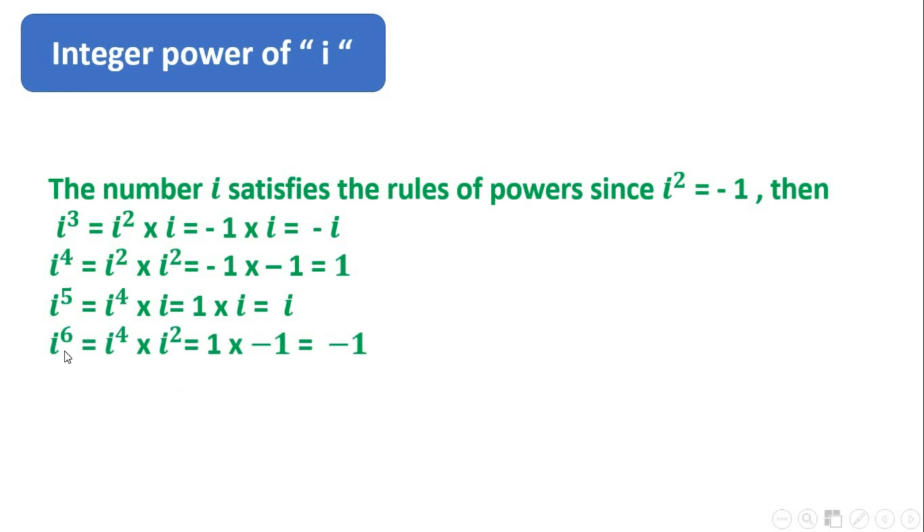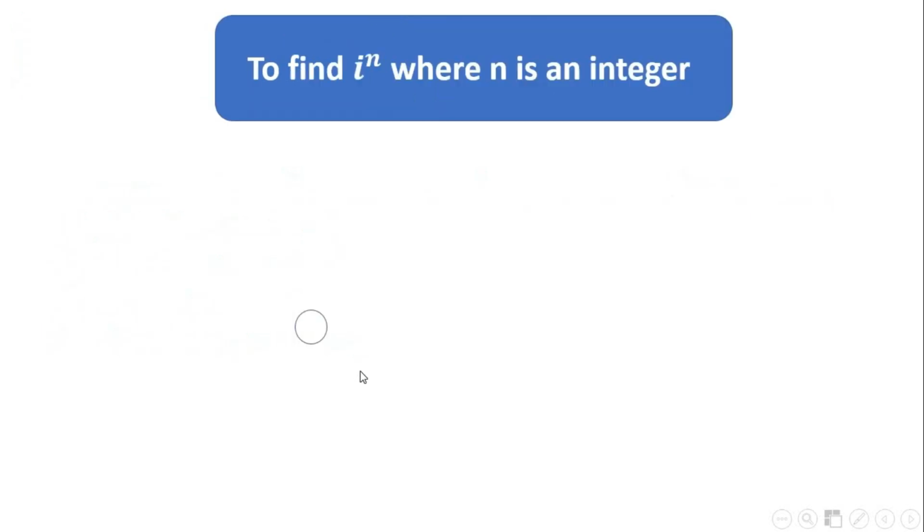And i to the power 6, in the same way, will be i to the power 4 times i squared. i to the power 4 is 1, and i squared is -1. So 1 times -1 equals -1. To find i to the power n, where n is an integer.